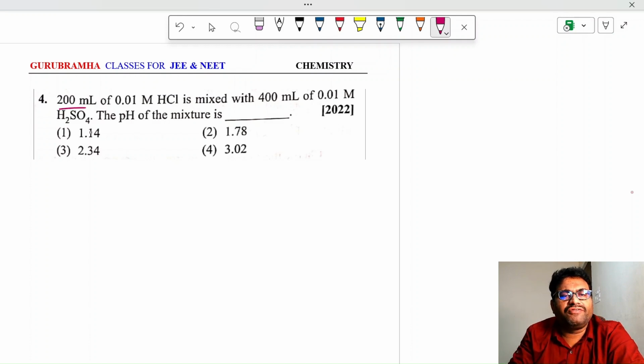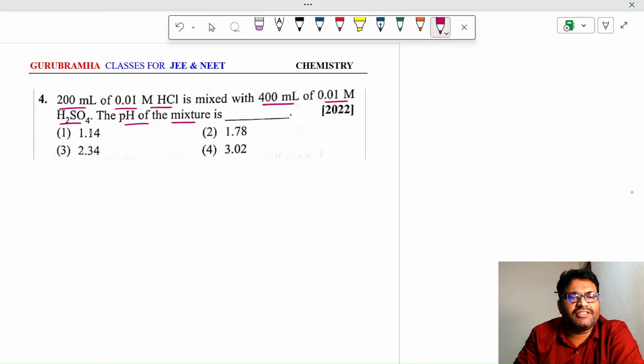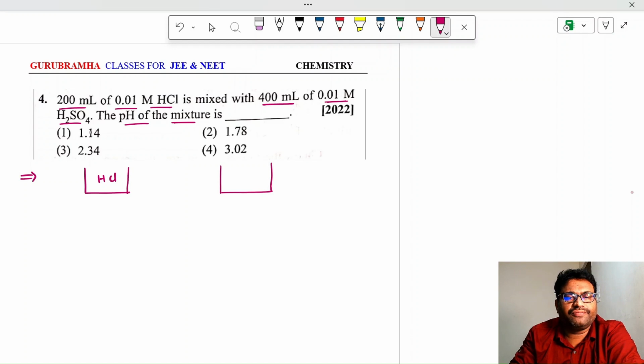So 200 ml of 0.01 M HCl is mixed with 400 ml of 0.01 M H2SO4. The pH of the mixture is? What is given here? Both are acids. Here HCl is given, and here H2SO4 is given. Now, how much volume is given? Volume is equal to 200 ml.